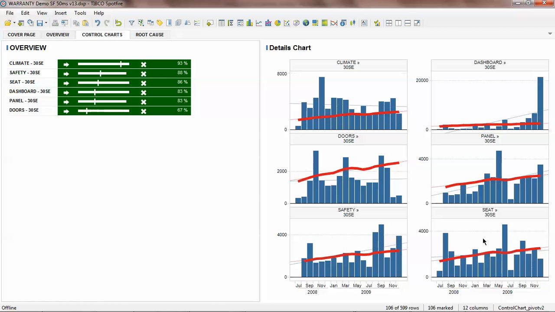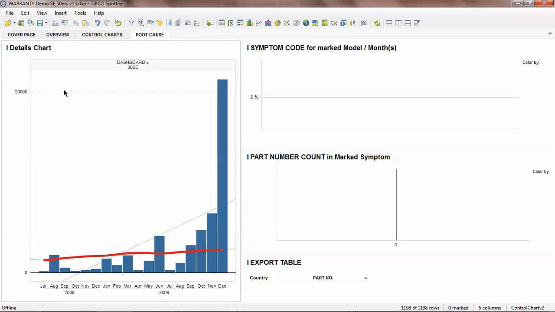Again, using the analysis of the control line and the trend, I can actually see that potentially I have a much more important issue on dashboards. Here, the two lines are moving apart from each other. Now that is something that I'm probably going to want to look at more. Let's select dashboards, and Spotfire takes me immediately through to my root cause screen.